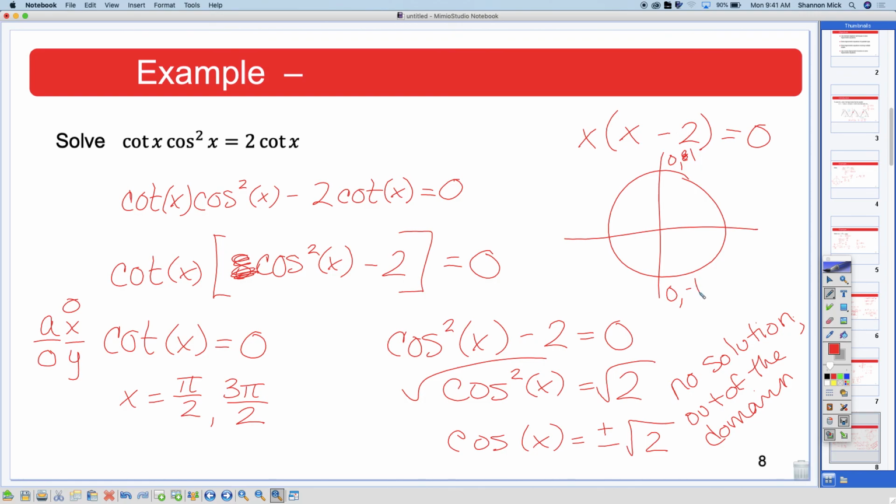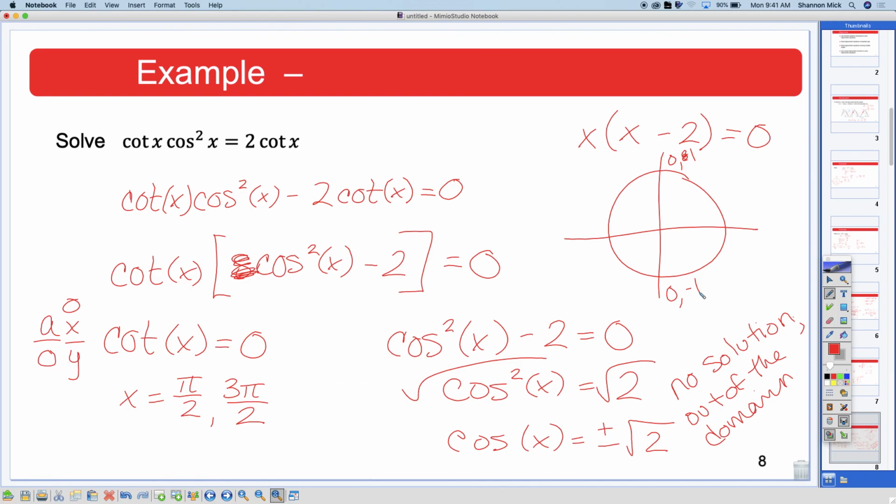So is that like an extraneous solution? This is no solution at all. Over here, we may have an extraneous solution because it's an actual solution, it's just not a good one. So we gotta check them out. I'm gonna plug them in here.